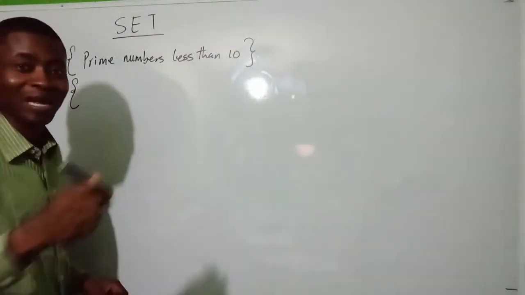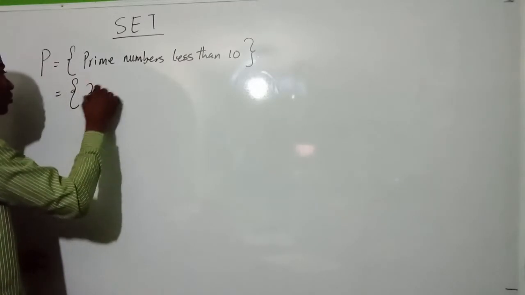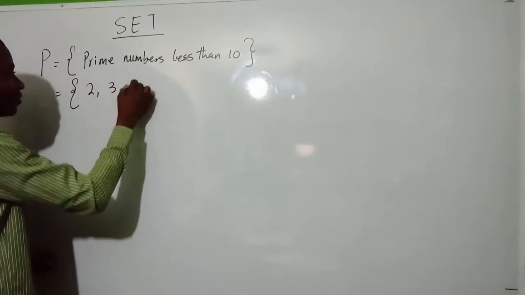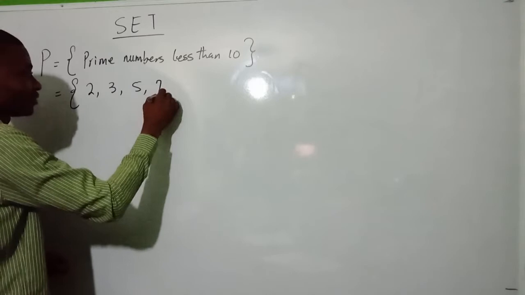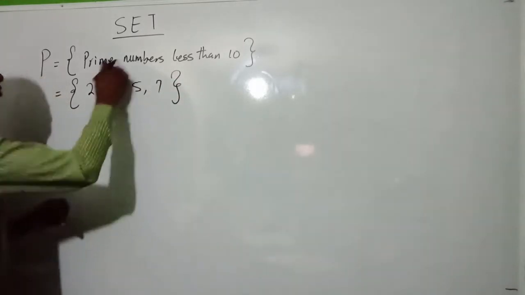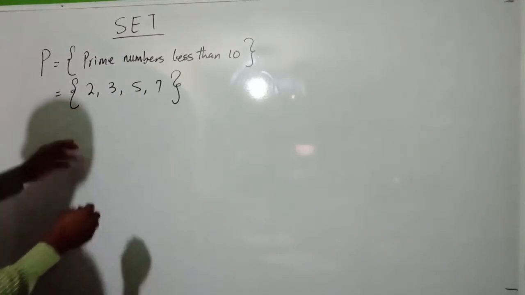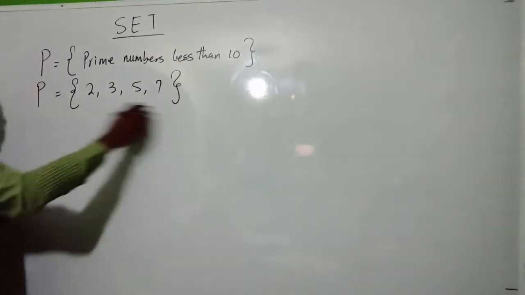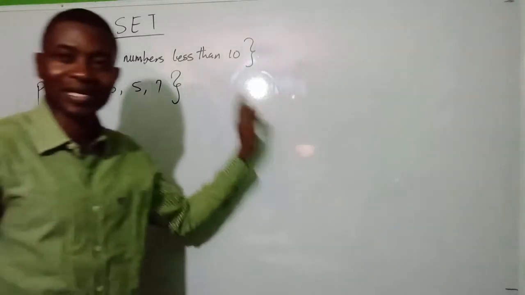So the first prime number that comes to our mind is what? It is 2. The next one is 3, 5, 7. I think these are the only prime numbers less than 10. So this is a set. So set P now is what? A group of prime numbers less than 10.